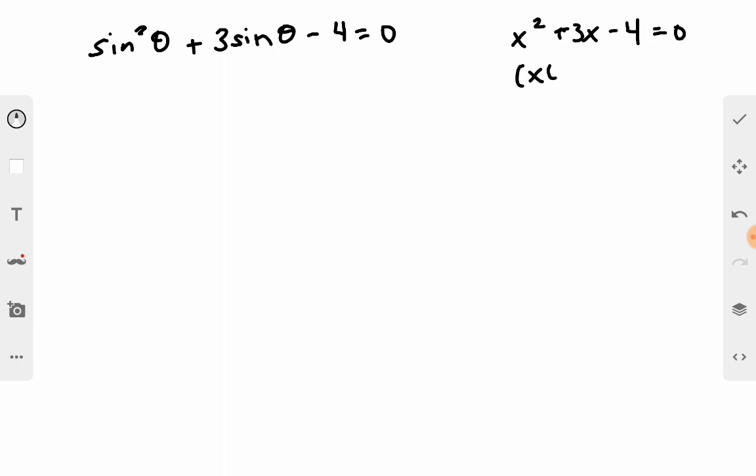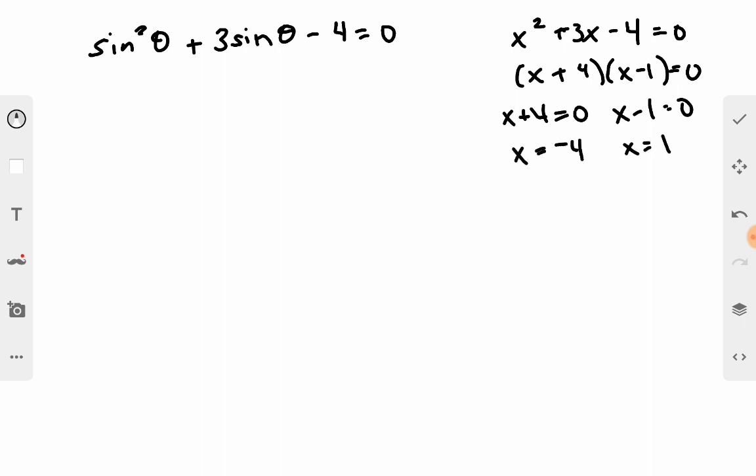So that would factor as x plus 4, x minus 1. So we know the product is negative 4 and they add to be positive 3. And then we would have x plus 4 equals 0, x minus 1 equals 0, and we would get negative 4 and positive 1. So over here with the signs, it's really the same thing. We're just substituting sine for x. So just think of x as kind of like a placeholder. Then it's the same idea over here.